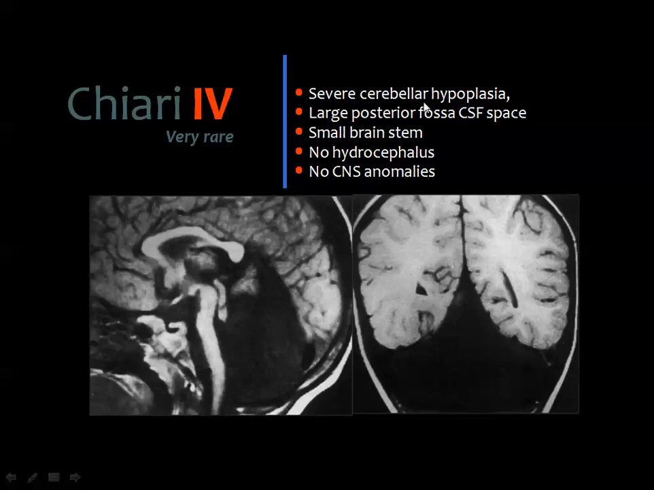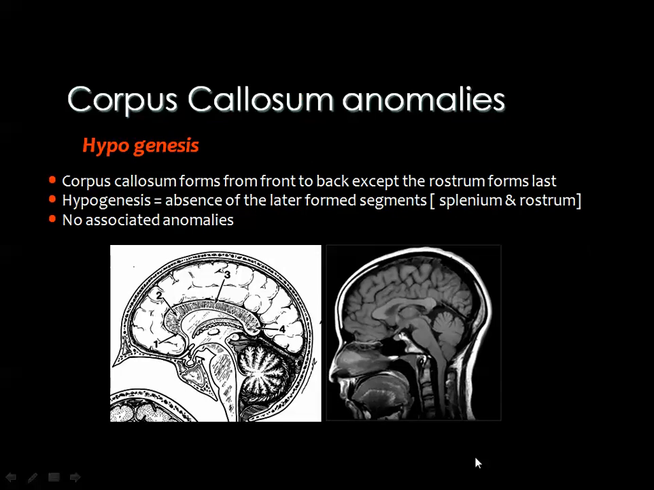severe hypoplasia of the cerebellum. The cerebellum is very, very small. Also, the brainstem is very small. The posterior fossa is mostly occupied by CSF. No hydrocephalus. The supratentorial ventricles are of normal size, and no other CNS anomalies. So it is better to call this severe cerebellar hypoplasia, not a Chiari malformation, but it is included in the literature under this title.